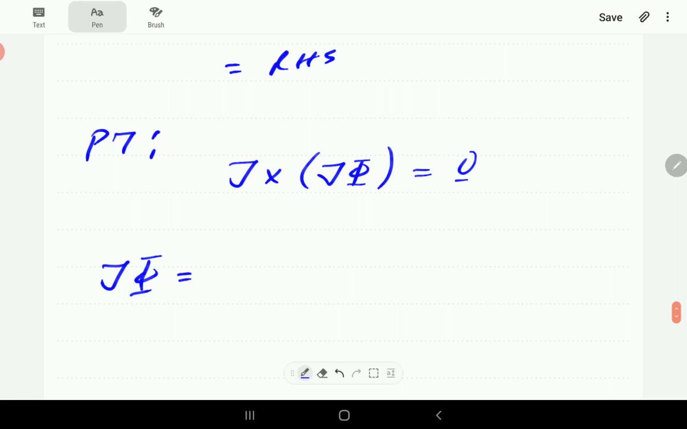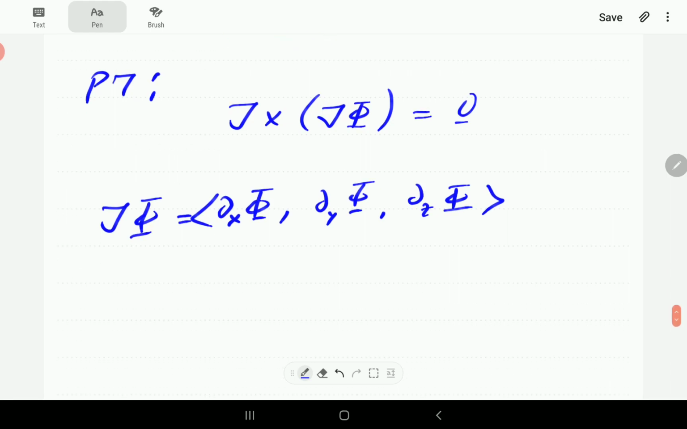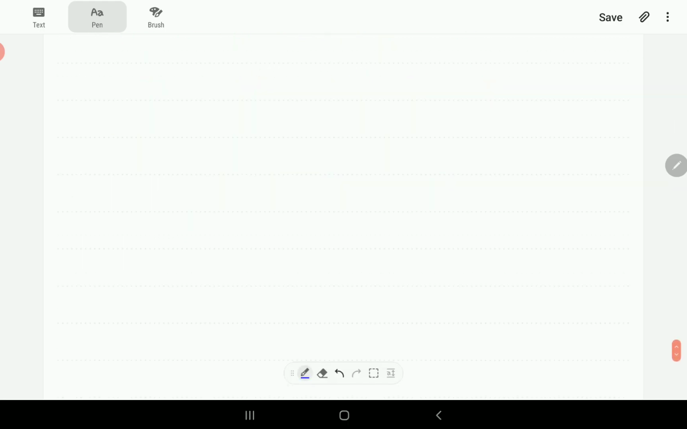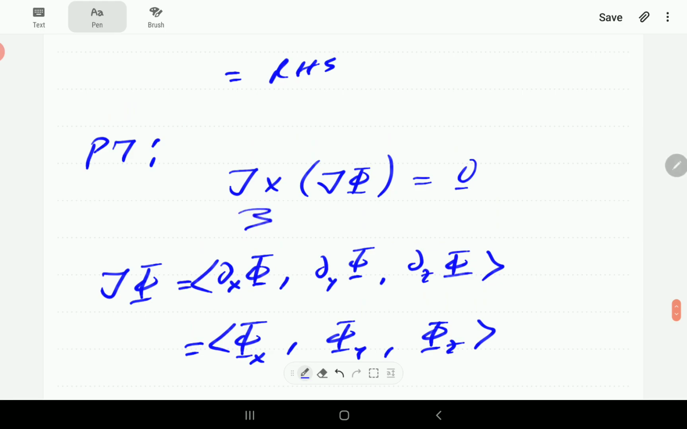Grad phi is simply the x derivative of phi, and then the y component is going to be the y derivative of phi, and the third one is the z component. Alternatively, we can write this using the subscript notation of the partial derivative. Then the curl of this is what we are going to want to work out.